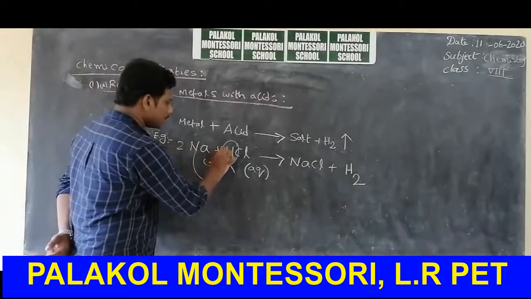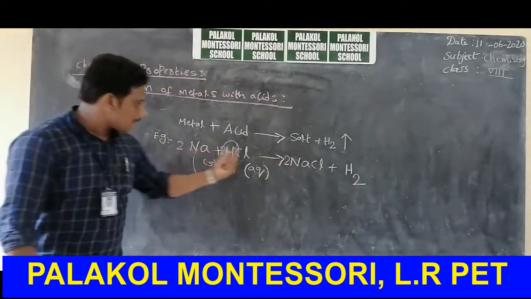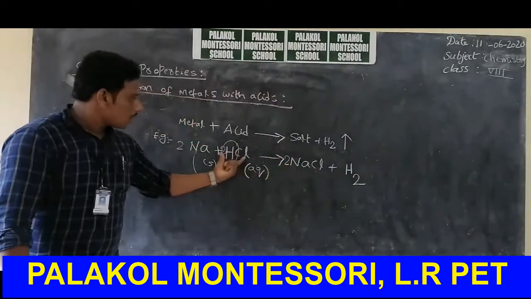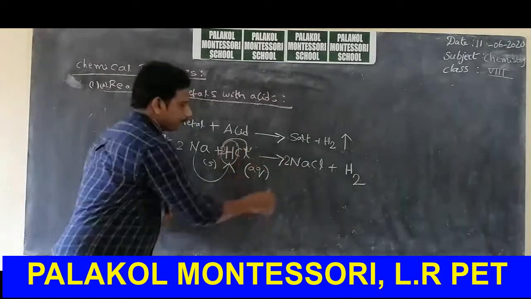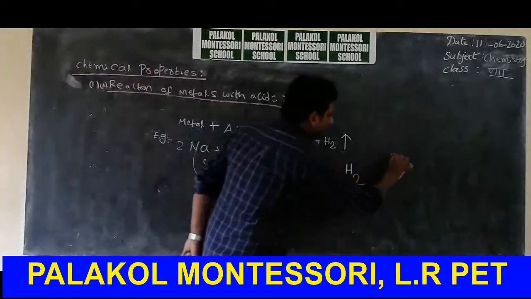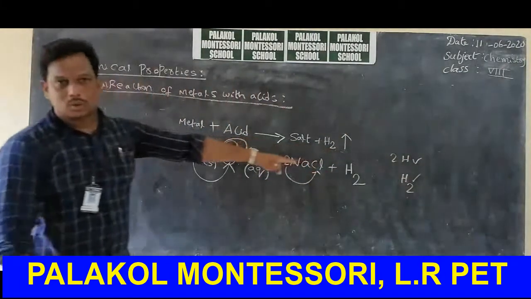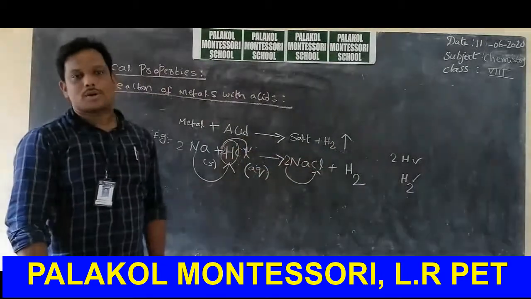2Na plus 2HCl gives 2NaCl plus H2. 2 sodium atoms, 2 sodium atoms. 2 chlorine atoms, 2 chlorine atoms. 2 hydrogen atoms, 2H. 2H is nothing but H2. Both are correct for balancing: 2 hydrogen atoms, H2.